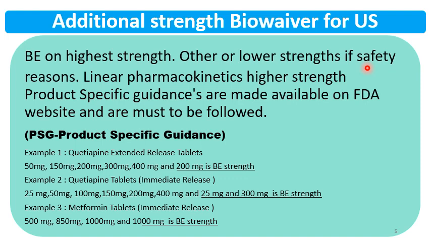Then coming to example 3, metformin tablets. These are immediate release tablets, as an example I have taken here. The strengths are 500 mg, 850 mg, 1000 mg, and 1000 mg is the bioequivalence strength. So bioequivalence testing is required to be performed on 1000 mg strength, and 500 mg and 850 mg will get the additional strength bio-waiver.